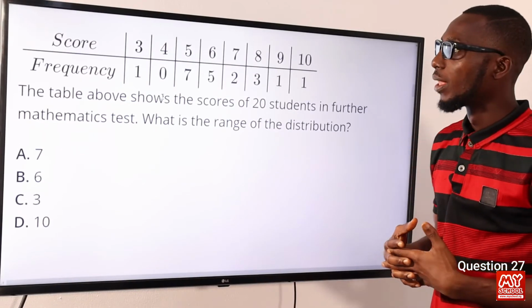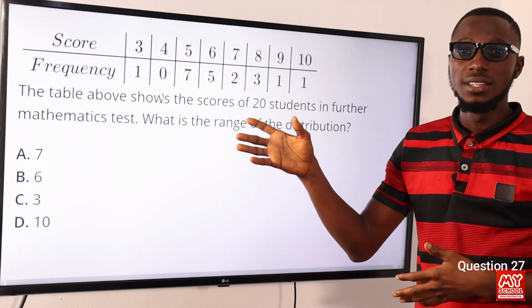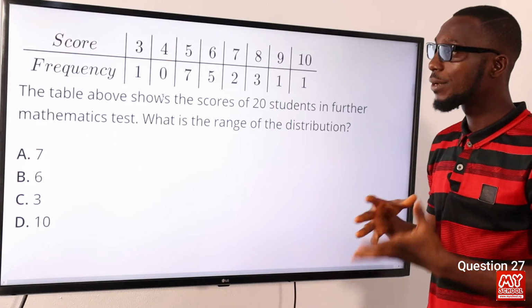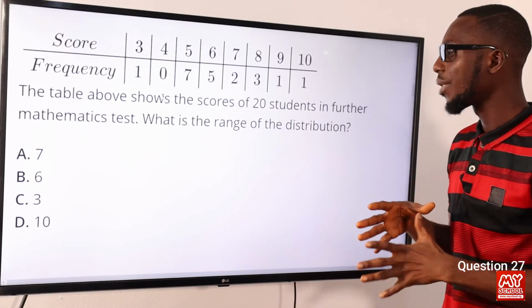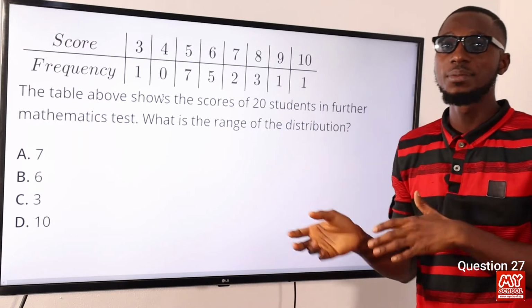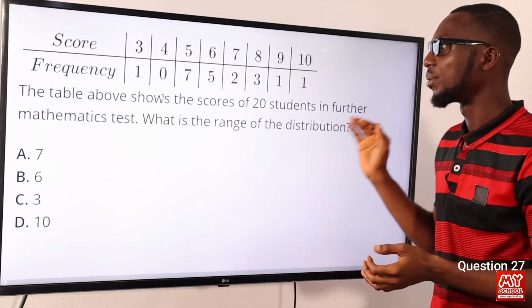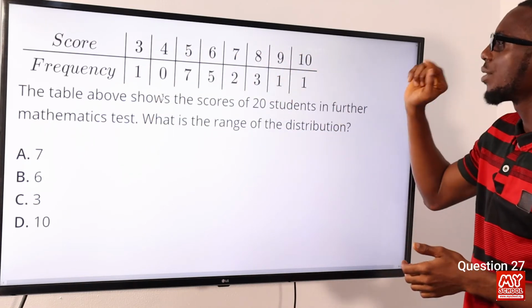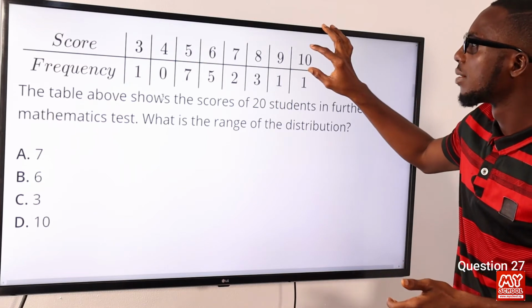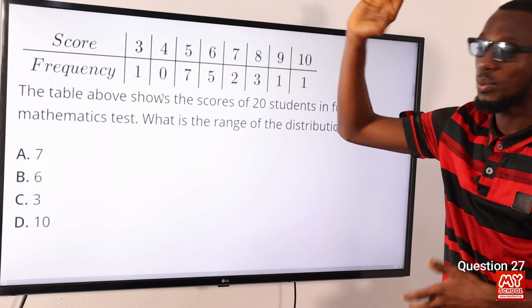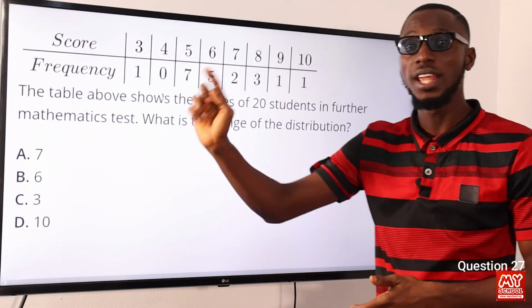27. We have score against frequency. The table above shows the scores of 20 students in further mathematics tests. What is the range of the distribution? So range, you know, you are talking about the difference between the highest number and the lowest number. So we are looking at the score row. When you check, the highest number is 10, the lowest is 3. So the range will be 10 minus 3, that is 7. So where do we find 7? Option A is the correct option.